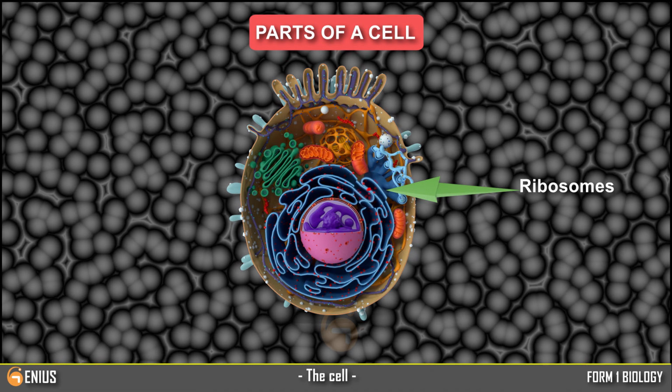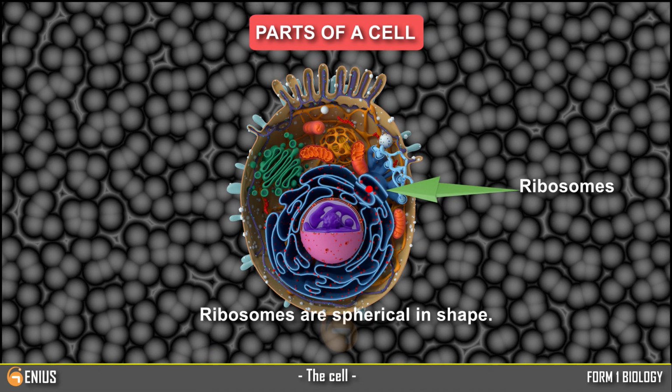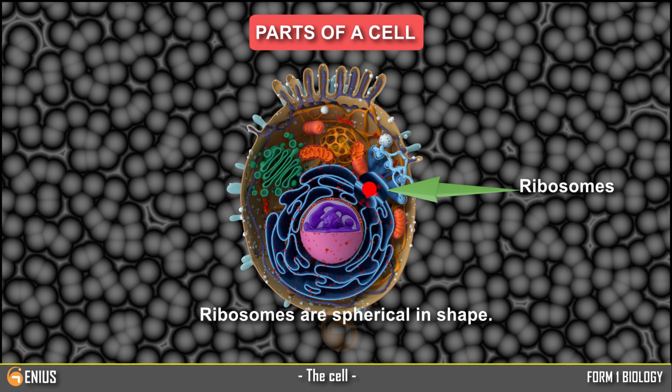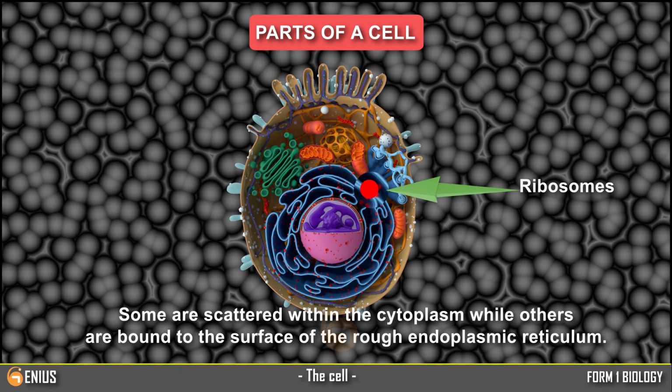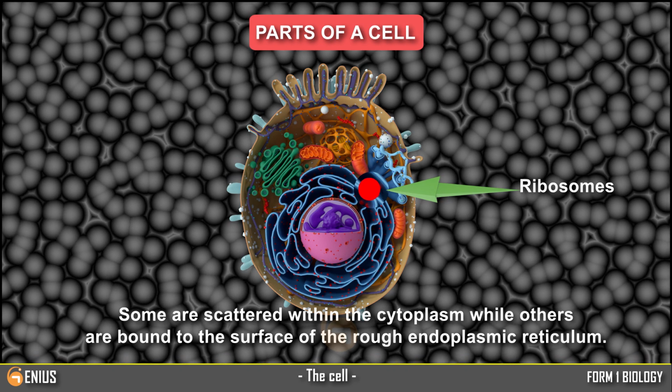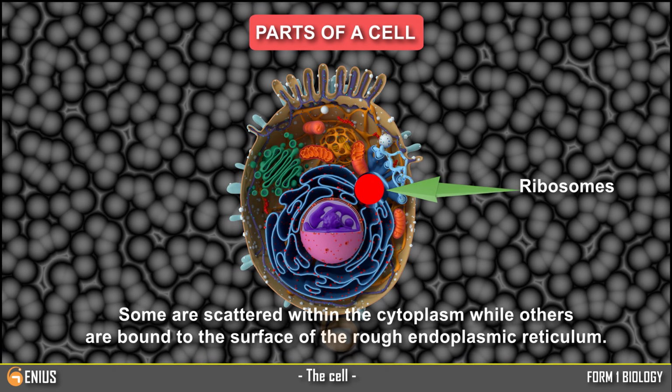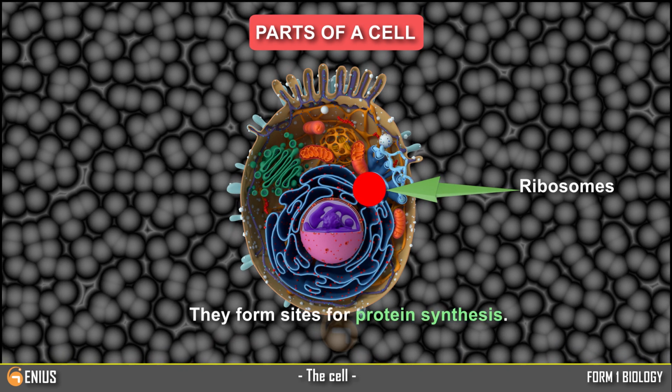Ribosomes. Ribosomes are spherical in shape. Some are scattered within the cytoplasm while others are bound to the surface of the rough endoplasmic reticulum. They form sites for protein synthesis.